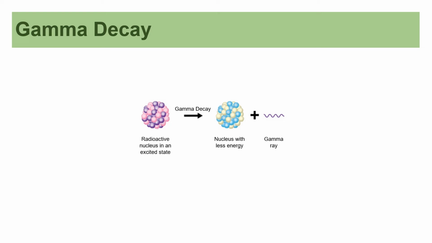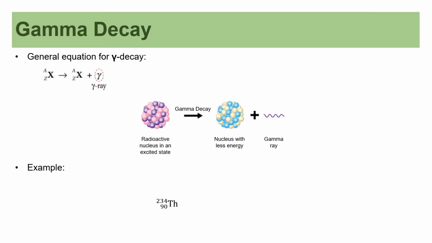Alright, the last decay process, gamma decay. When gamma decay happens, an unstable radioactive nucleus in an excited state releases its excess energy, which is gamma ray, to become a stable nucleus with less energy. According to this gamma decay process, we have a general equation for it. Now, let's continue with one example.